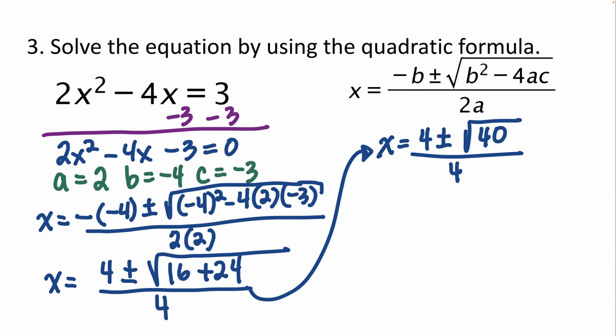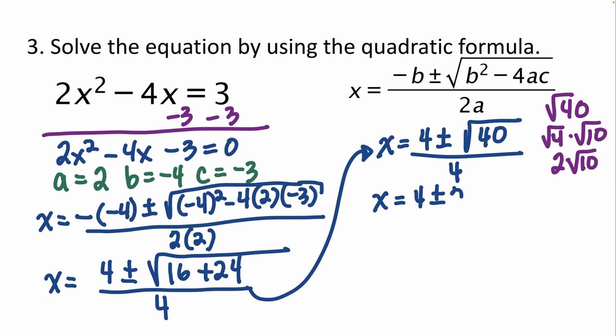Now the square root of 40 is not a perfect square, but it can be simplified. The square root of 40 would be the same as the square root of 4 times the square root of 10. And the square root of 4, that is a perfect square, so this would be 2 times the square root of 10. So let's replace square root of 40 with 2 times the square root of 10. So this would give me x is equal to 4 plus or minus 2 times the square root of 10 over 4. Now we need to simplify this in exact terms.